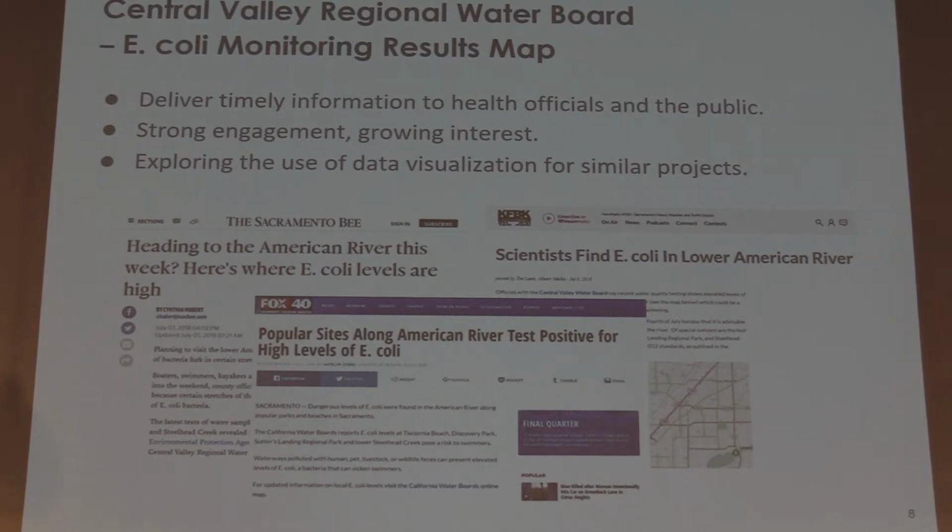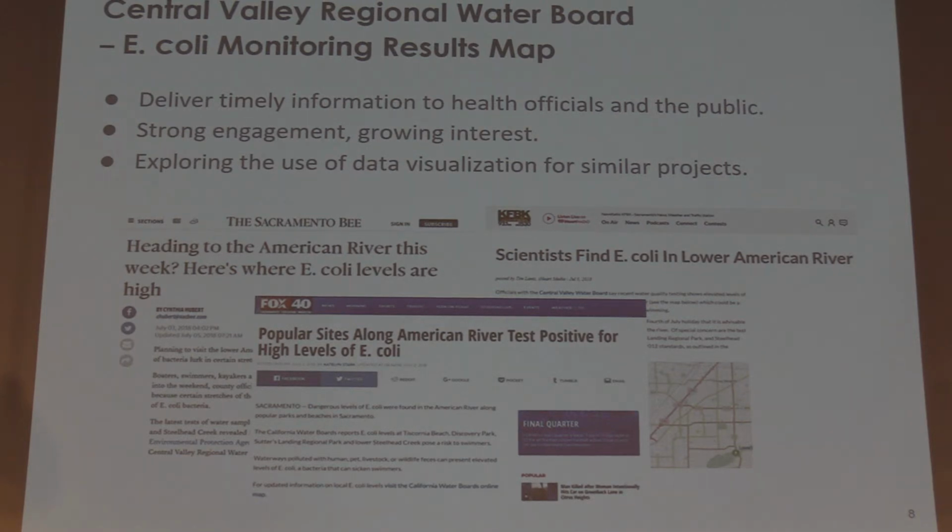So the main purpose of the map is really to deliver timely information about current E. coli levels to health officials and the public. The Google Sheet that I showed you before is updated weekly, and any new results are pushed to the map within 24 hours, and it's usually much, much quicker than that. Timely data is really important in this instance, so that public health officials can take action when exceedances are detected, and they can protect public health that way.